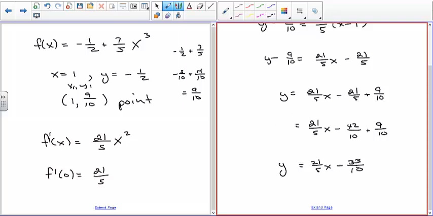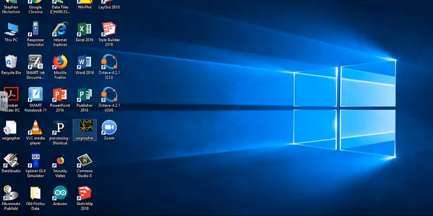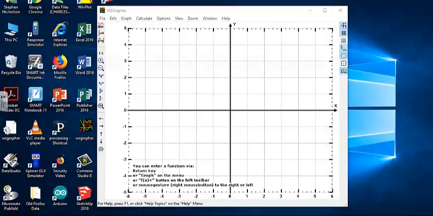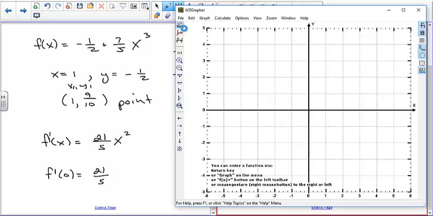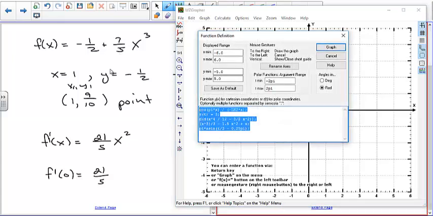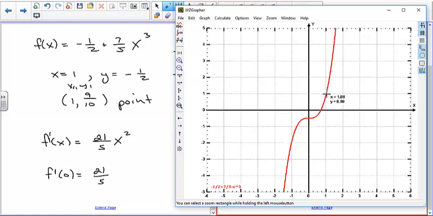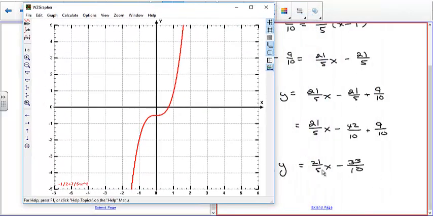Okay, so let's plot this thing. The original function is right there. So we'll plot that: -1/2 plus 7/5 times x cubed. Let's see what it looks like. And we're evaluating it at 1, so that looks good. We should be able to draw a line that should have a positive slope. Hopefully that's true. Yep. And it looks like it's going to end up being a negative y-intercept, which is true. So that looks good also.